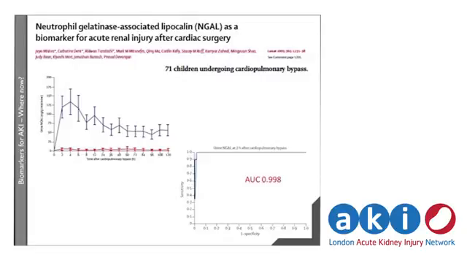And these children have a very clean model, and some of them had a very significant acute kidney injury and some of them didn't. And you could see there was a huge change in NGAL and it was terribly predictive.